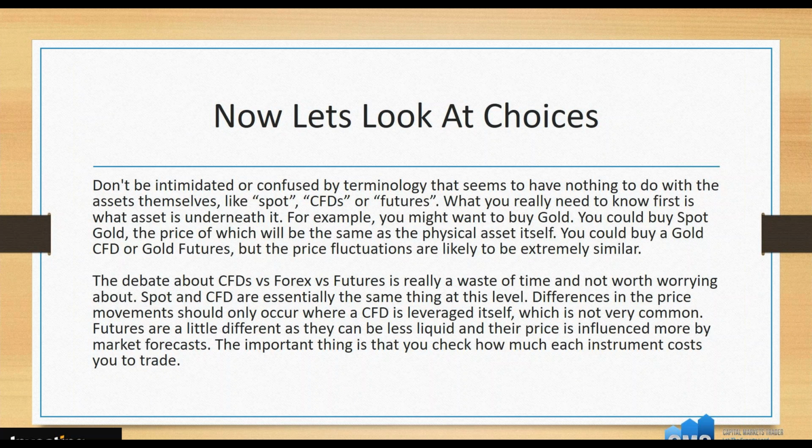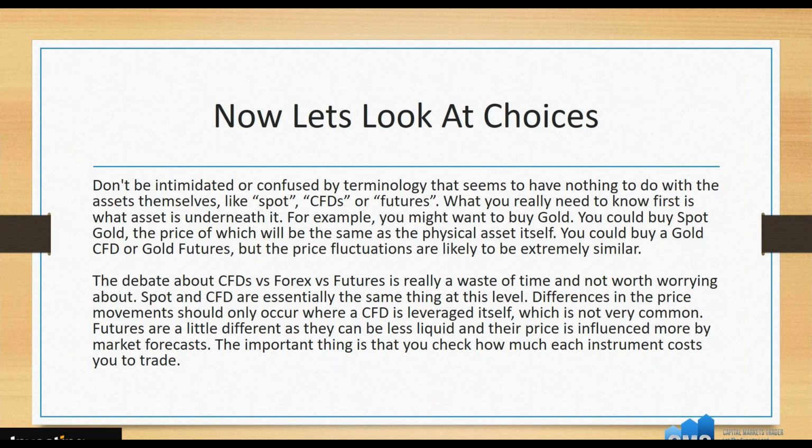Now, don't be intimidated and confused by all the terminology that we seem to get ourselves involved with, like spot, CFDs, and futures. Basically, for all of us that are trading in the retail markets, they're all basically the same thing. What you really need to know first is what asset is underneath it. For example, if you might want to buy gold, you could buy spot gold, and that's the price at which you would pay for the physical gold itself. The price of spot gold is what you would pay a coin dealer that's selling you gold coins at the moment of taking physical delivery. So that is called the spot price.